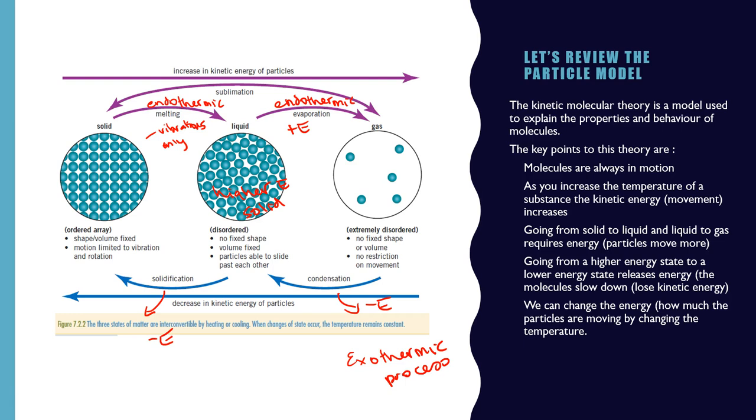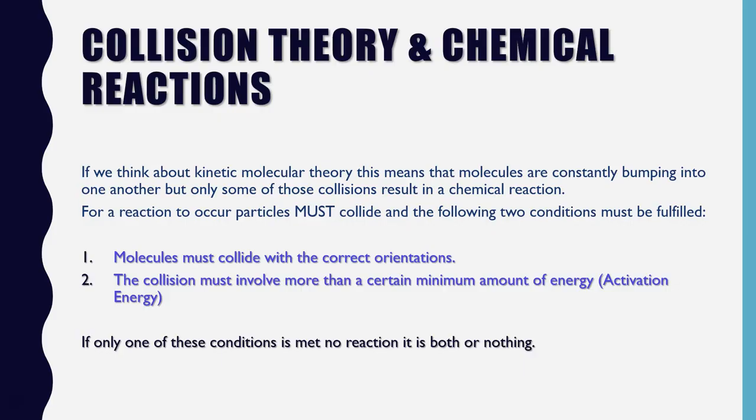So our system has energy, and it is made up of particles that can move around. How this relates back to our chemical reactions is what we call kinetic molecular theory. This means that the molecules are constantly bumping into each other, but when they bump into each other, sometimes they react and sometimes they don't. So this is what we mean by collision theory.